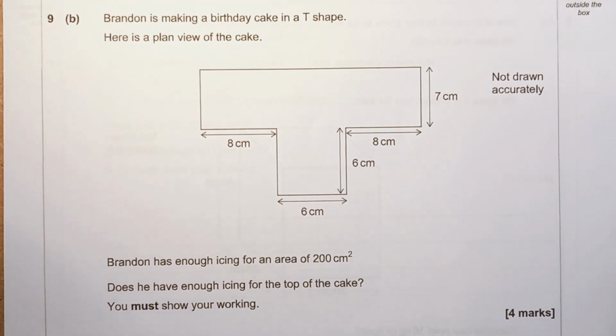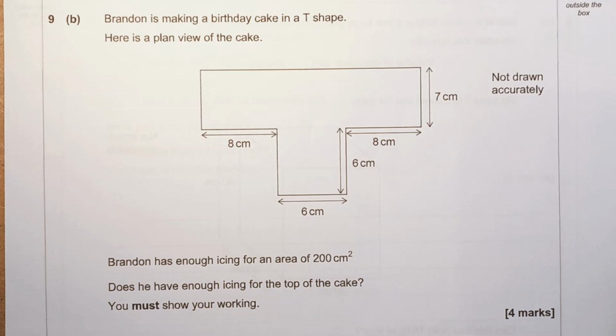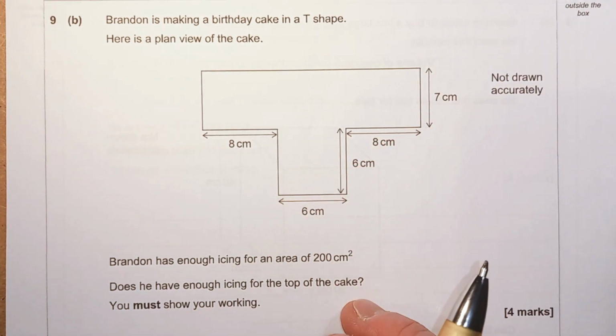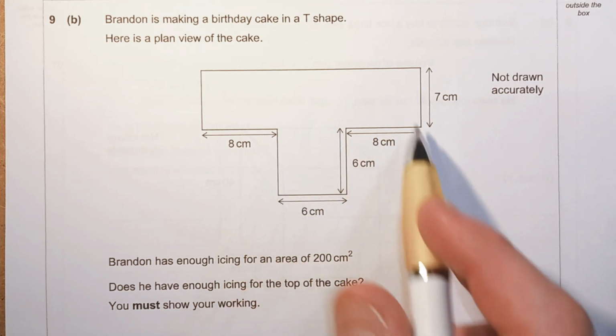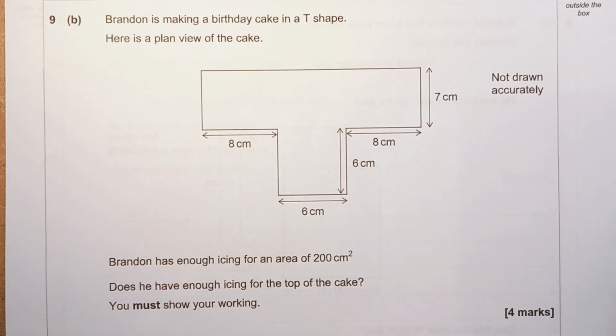9b. Brandon is making a birthday cake in a T shape. Here is a plan view of the cake. So plan view means looking straight down onto it. And we've got measurements for some, not all of the sides, but most of them. Brandon has enough icing for an area of 200 centimetres squared. Does he have enough icing for the top of the cake? You must show your working.